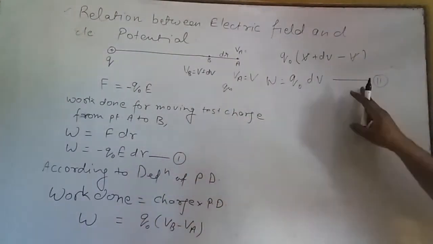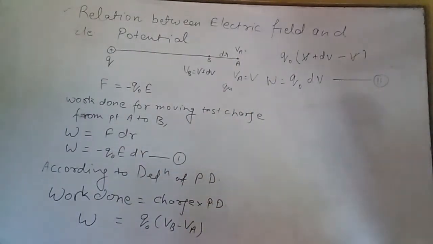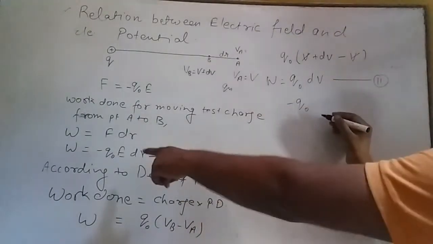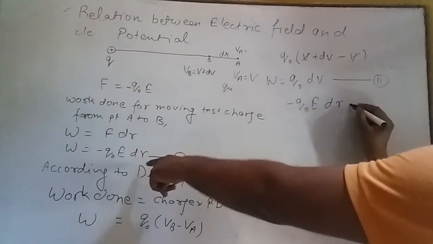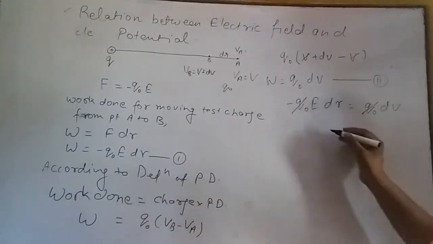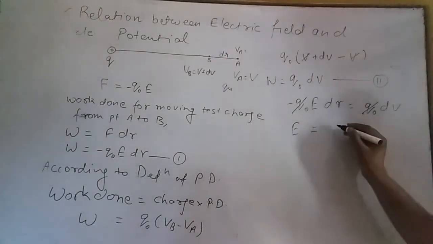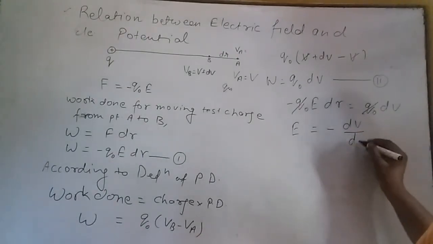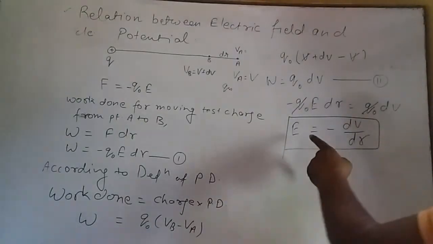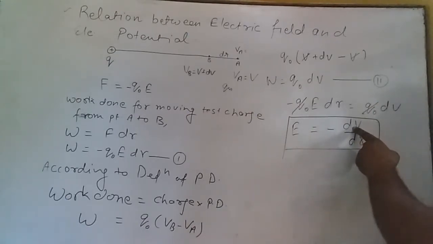By equation 1 and 2, from both we find the work done, so that we can equate these two equations, so that the work done minus Q naught E into dr equal to Q naught into dV. Here Q naught is cancelled, so that electric field E equal to minus of dV upon dr. This is the relation between electric field and potential.